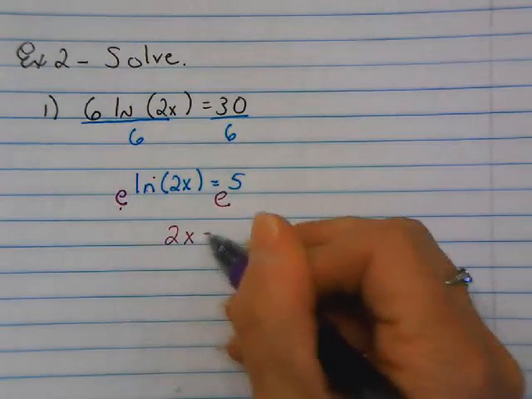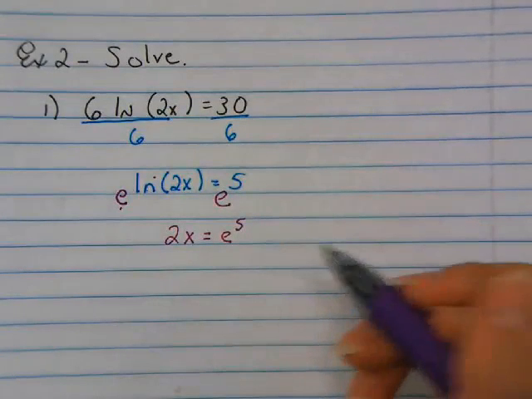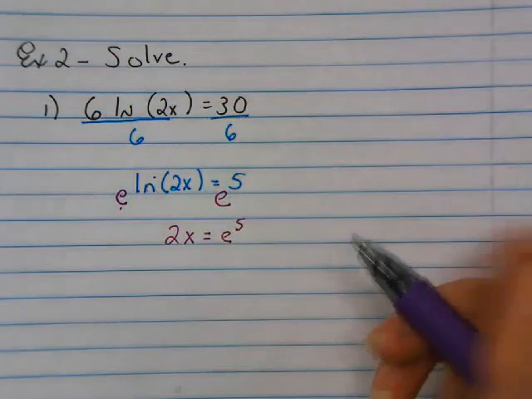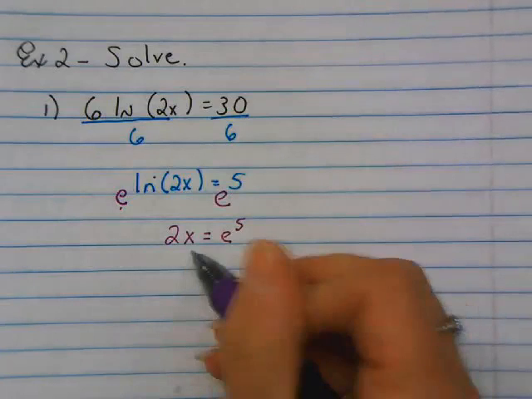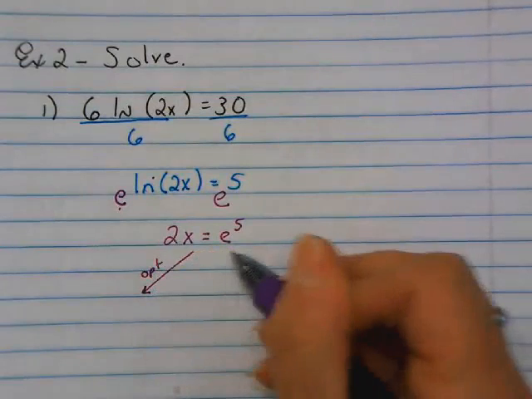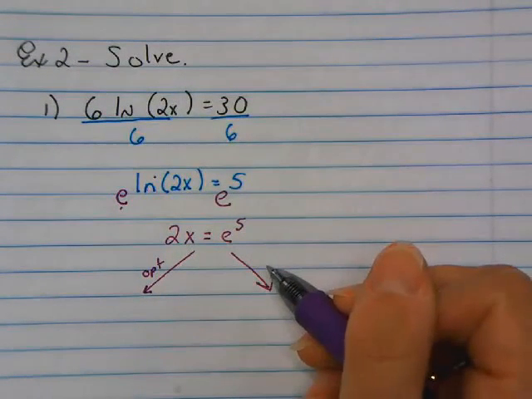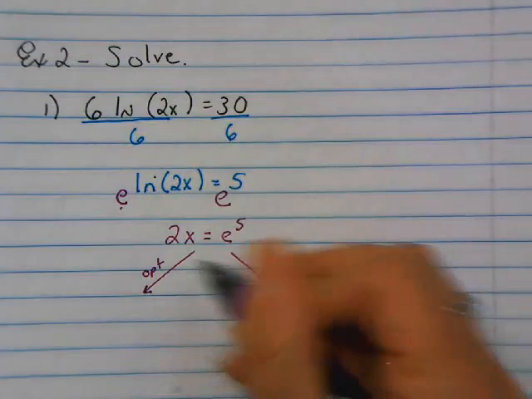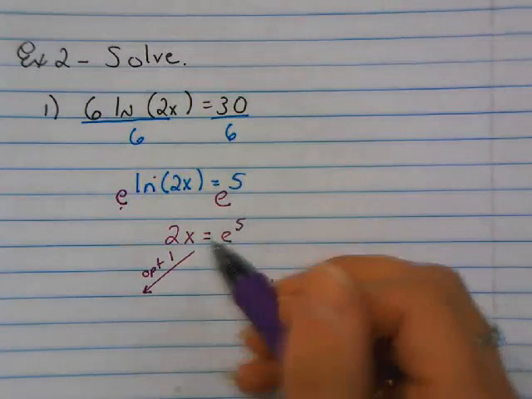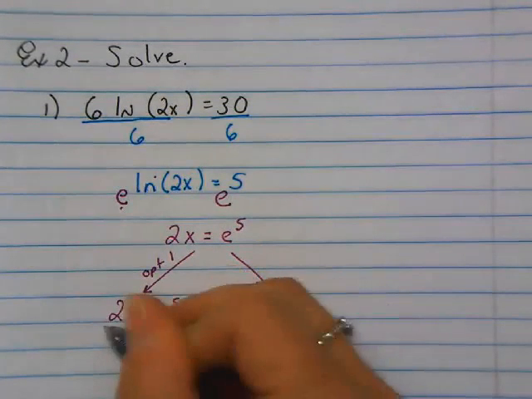Now again, you got choices. Some of us are going to want to take the pure route and leave it. Some of us are going to want to go ahead and plug in, find out what that is, and get a number. Okay, so my pure route is, well, what do I do now? I'm going to divide each side by 2, and my answer is going to be e to the 5th over 2.